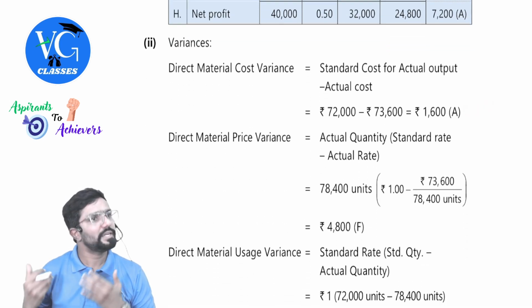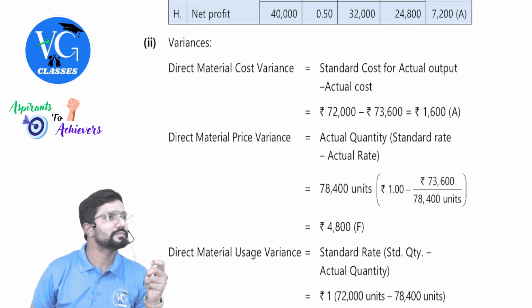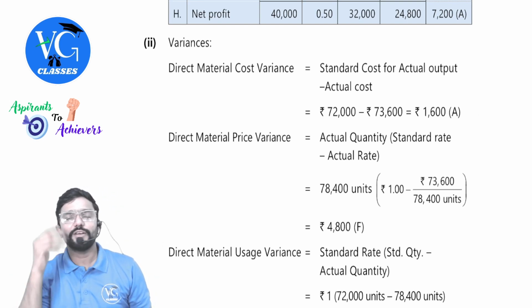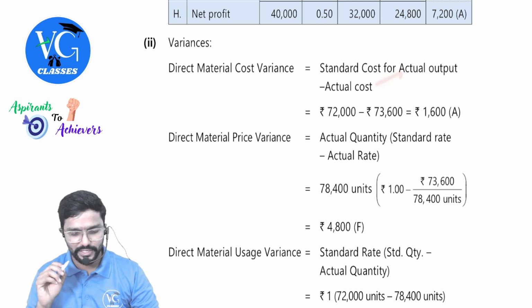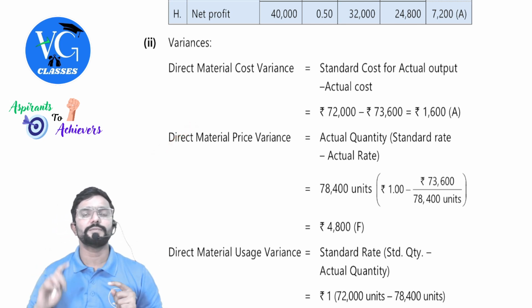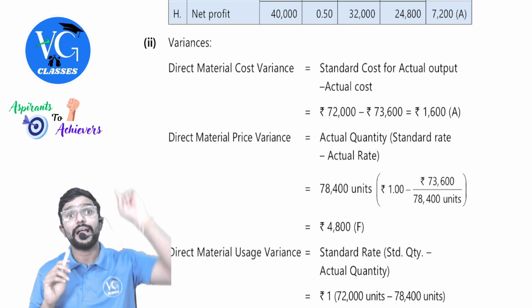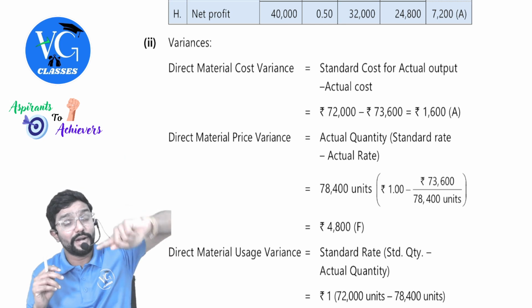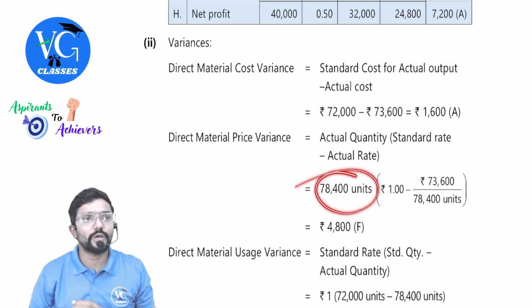Sir, when they have asked separately, should I show again? Yes, show the calculation. Don't say refer above. Show the formula and show the calculation. Then price variance. What is the formula, guys? Standard price minus actual price into actual quantity. Actual quantity is given in the question, at the bottom. How much is that, sir?